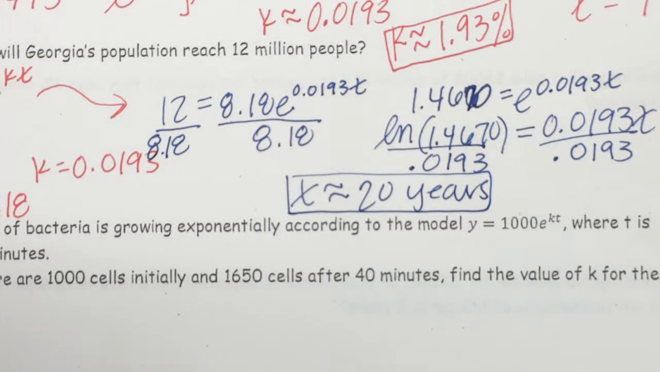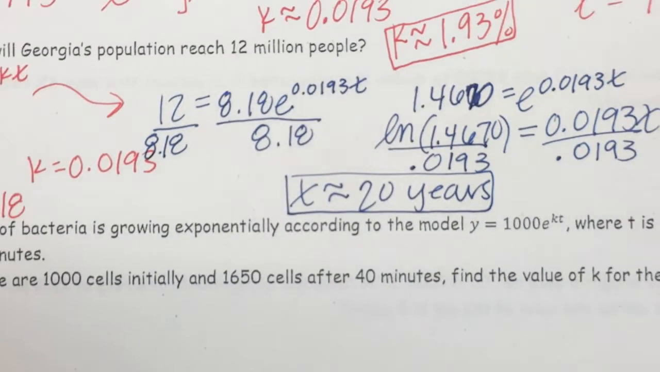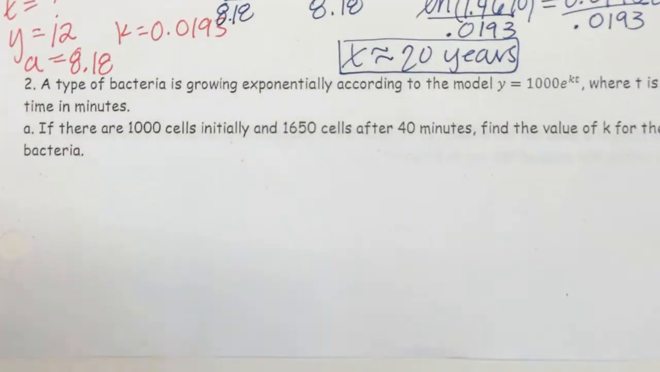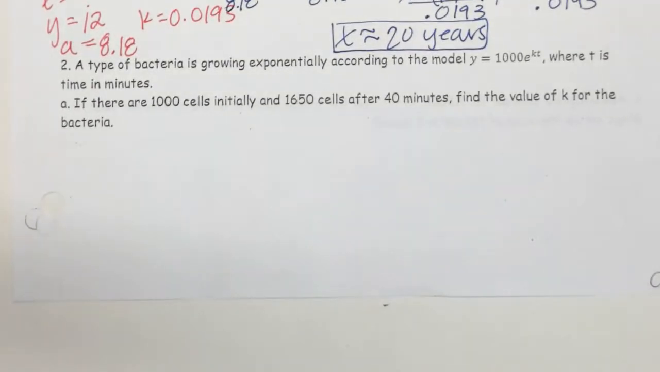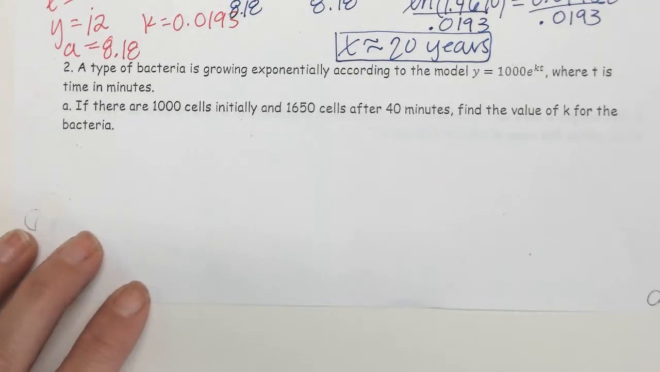Questions about this one? Alright, we're going to do about 2 more on our together, and then we'll get started on your checkpoint. Amy, read number 2 for me. A type of bacteria is growing exponentially according to a model y equals 1000 e to the kt, where t is the time in minutes. If there are 1000 cells initially and 1650 cells after 40 minutes, find the value of k for the bacteria.